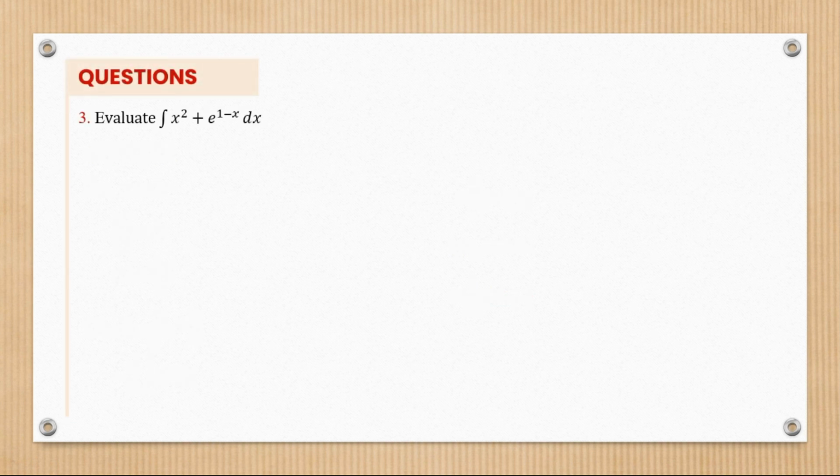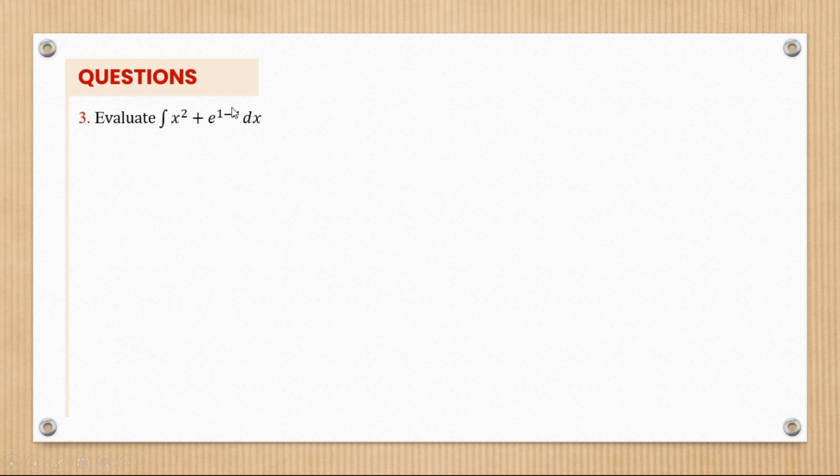Alright, so moving on to question number 3, we're being told to evaluate the integral of x squared plus e power 1 minus x dx. Now clearly here you can see that, first of all, because there's a plus sign in the middle, we can already split this into two separate integrals. One where we integrate the x squared, and the other one where we integrate the e power 1 minus x. So let's deal with the side of the e power 1 minus x, because the other one is obvious.